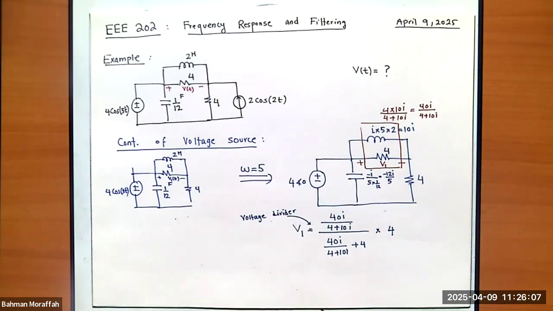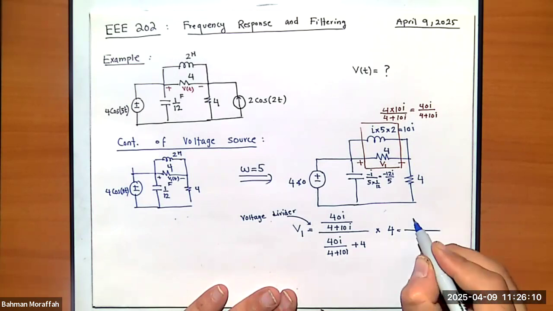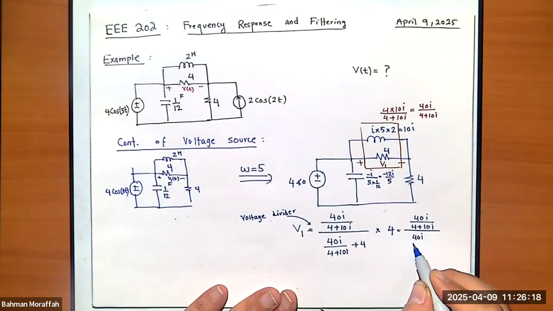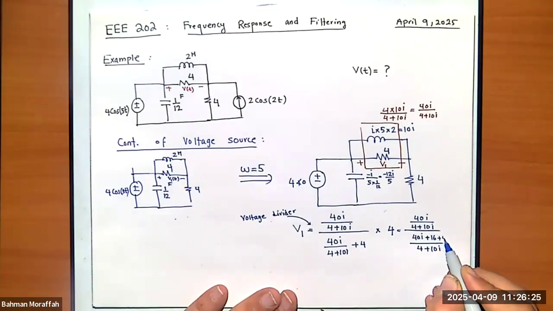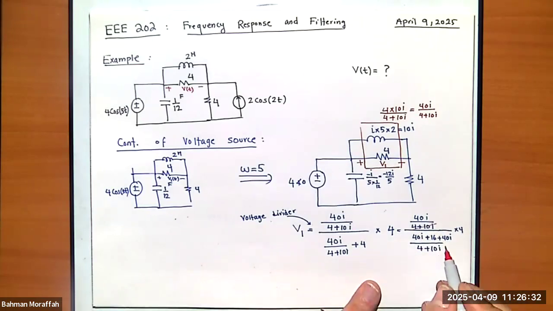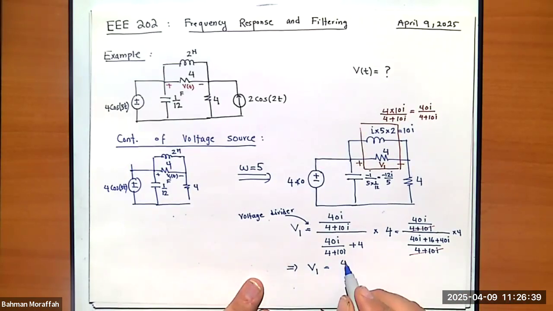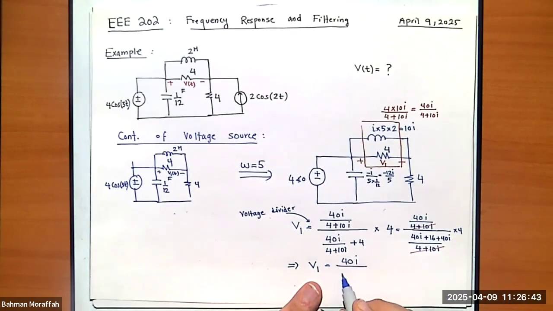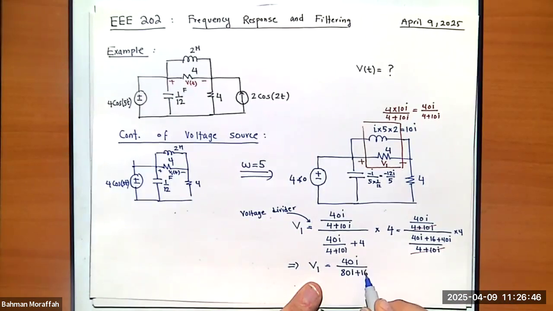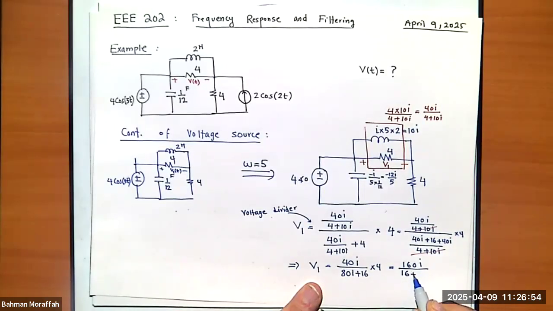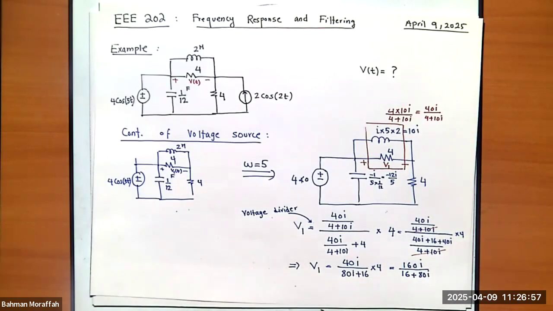Let's simplify it a little more. I can write this as 40i divided by 4 plus 10i. 40i, let's find a common denominator, which is 4 plus 10i. For the second term it would be 16 plus 40i. And the whole thing multiplied by 4. Right? This and this cancel. So what I get is that V1 is 40i divided by 80i plus 16 times 4, which is 160i divided by 16 plus 80i.